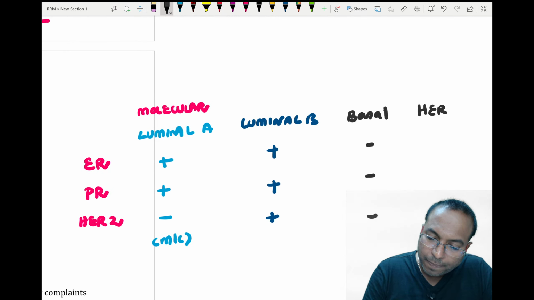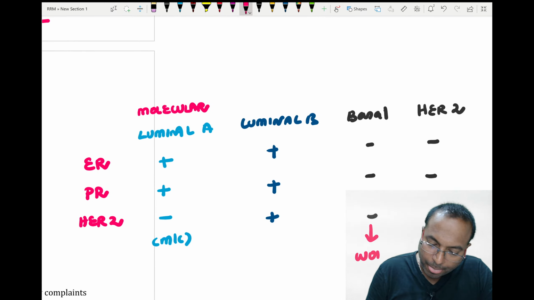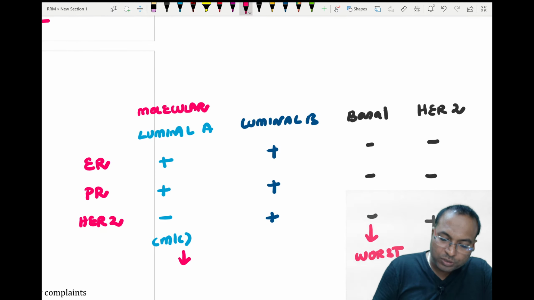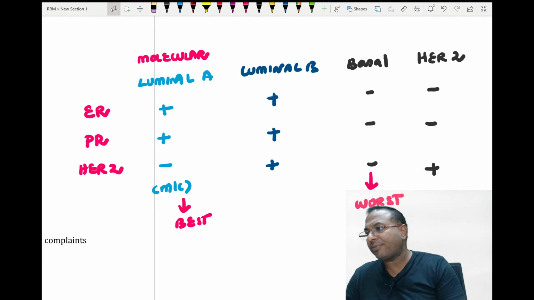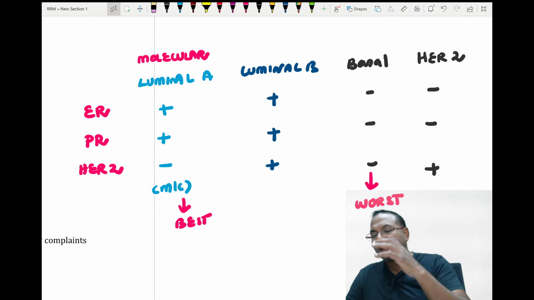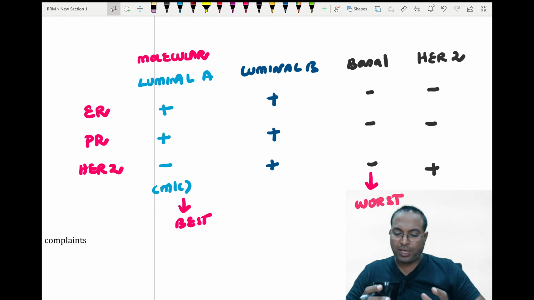HER2 is HER2 alone positive. Other receptors are negative. Worst prognosis is basal type. Best prognosis is luminal A type. No confusion in this. This question has been repeatedly asked in the FMGE exam multiple times. So remember, you will go to the basal type when you are negative. You will be B positive always.